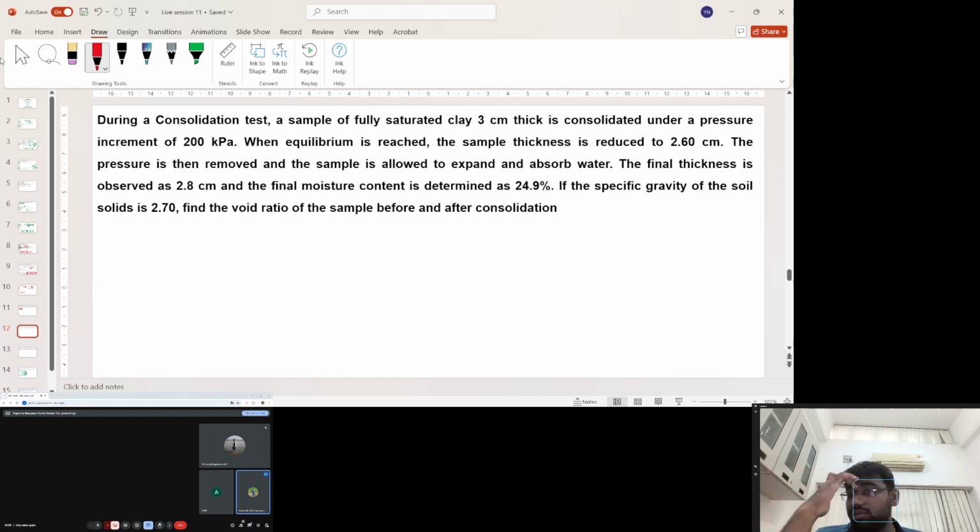Now, how will we calculate it? The initial thickness is 3 centimeters. And now we know the final conditions. The final moisture content is 24.9%, and G is 2.7. With this, the saturation is going to be 100%, both before and after the test. So we know Se = wG, and S is 1.